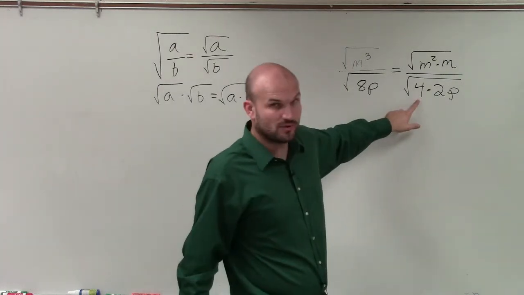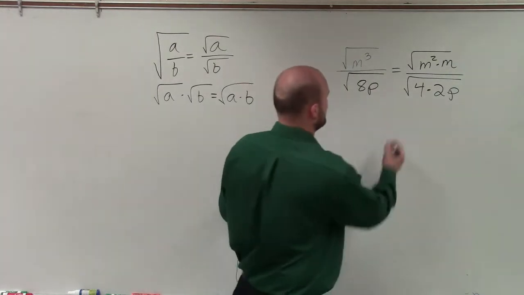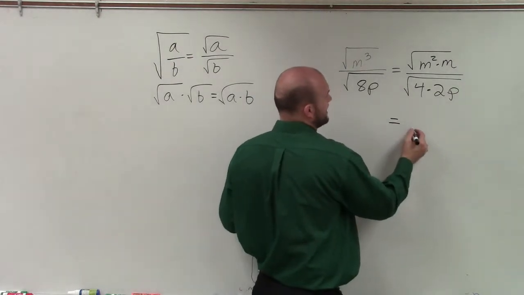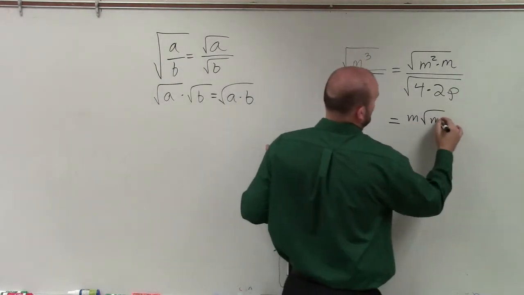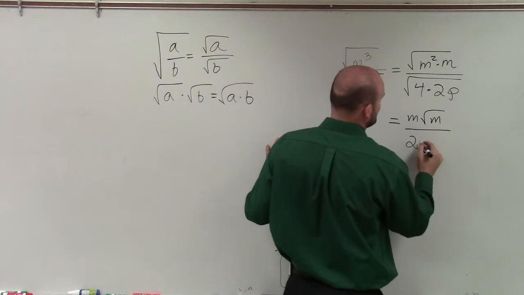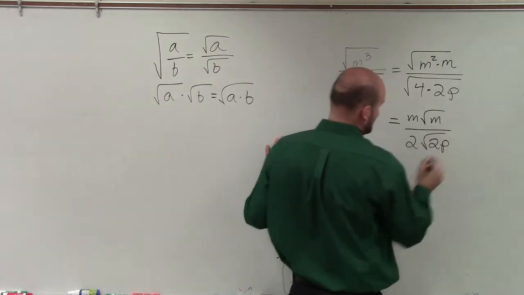And 4 is a square number. I can take the square root of that. So therefore, I reason here, I'm going to now have m times the square root of m divided by 2 times the square root of 2p.